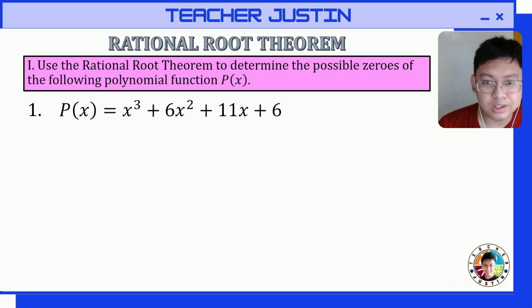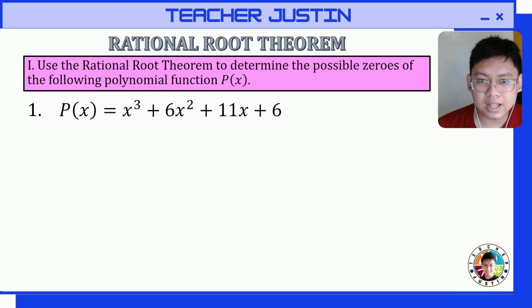Ano nga ba ang Rational Root Theorem? We use Rational Root Theorem to determine the possible zeros of our polynomial function. So, ginagamit natin to para makita natin kung ano yung mga pwede nating makuha na possible roots. Okay, let's have this example in identifying the possible zeros of this polynomial function using Rational Root Theorem.